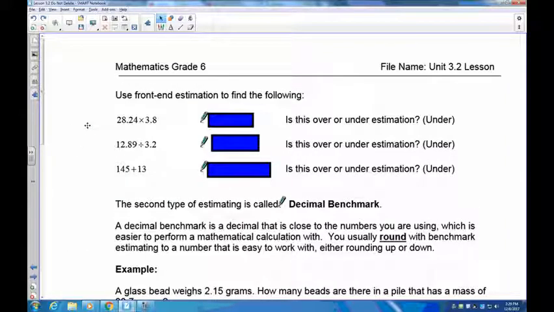All right, let's use some front-end estimating. So what I'd like you to do is to do these 3 questions by using front-end estimating. And I forgot to cover up the under over here, so you get some free answers. So pause the recording and do these 3 front-end estimations, please.